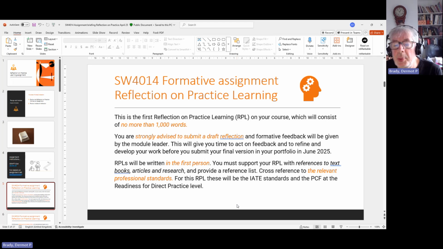So you write this in the first person: I did, I thought, I watched, etc., and you have to support this with references, textbooks, academic articles and research, and provide a list of those things. You're also going to have to cross-reference to the relevant professional standards, and in this instance, that's the apprenticeship or IATE standards and the PCF at the readiness for direct practice level. Now, there's another video about those standards, which I sent out, I think about a week or two ago. So you can have a look at that if you want further guidance.